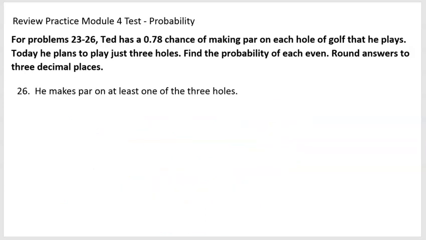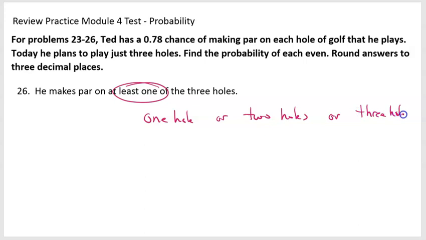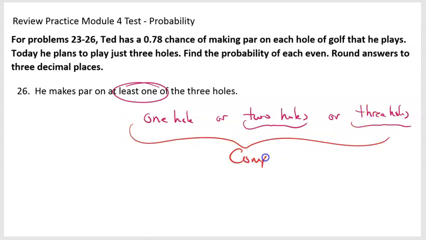Well, what about this problem? He makes par on at least 1 of the 3 holes. Let's think about what that means. At least 1 of the 3 holes means 1 hole, or 2 holes, or 3 holes. Right? So you could calculate those separately. We've already calculated the 2 holes or the 3 holes, so you could calculate the probability of 1 hole, or you could calculate the complement of this. What is the complement? Now, sometimes the complement's not worth doing. But when it's a simple thing, it is worth doing.